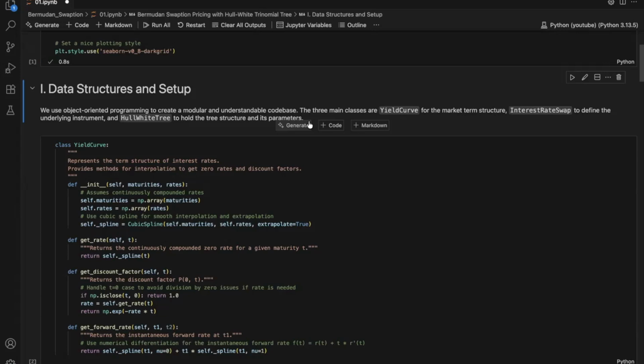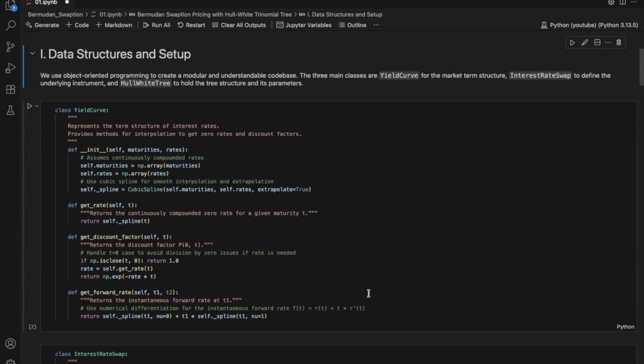The first one is a yield curve class. This object represents the market term structure of interest rates. It takes market maturities and the corresponding zero rates and uses a cubic spline for smooth interpolation. This is our anchor to market reality. Any model we build must be consistent with the curve. Its key role is to provide discount factors P(0, t) for any maturity.